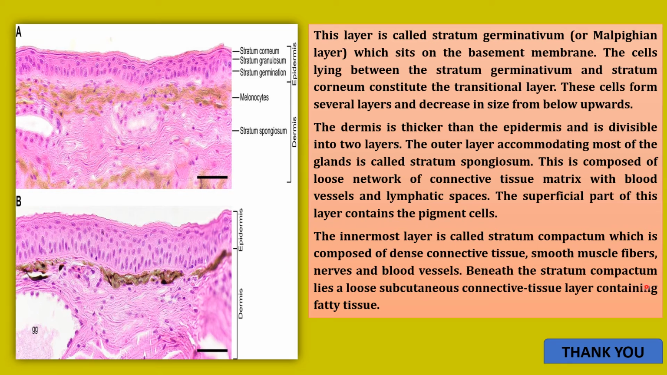Beneath the stratum compactum lies a loose subcutaneous connective tissue layer containing fatty tissue. Stratum compactum is this layer, and beneath this, that means under this, is a subcutaneous connective tissue layer. What is the meaning of subcutaneous? Cutaneous means related to skin. Subcutaneous means situated under the skin. So skin is completed till dermis. Beneath the dermis, there is another connective tissue layer present that contains fatty tissue. Hope you have understood.